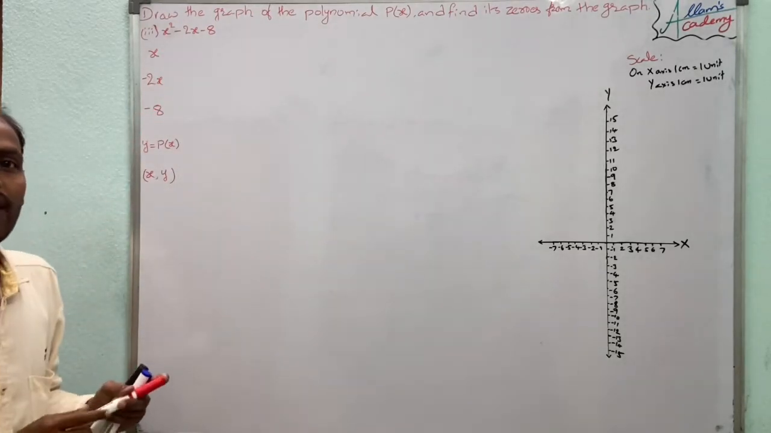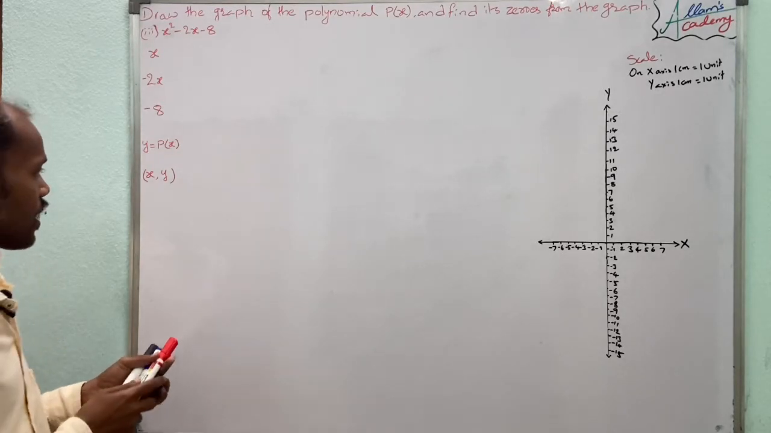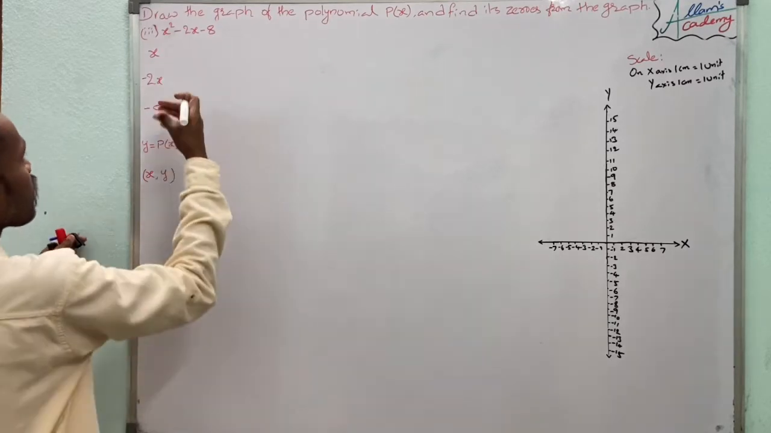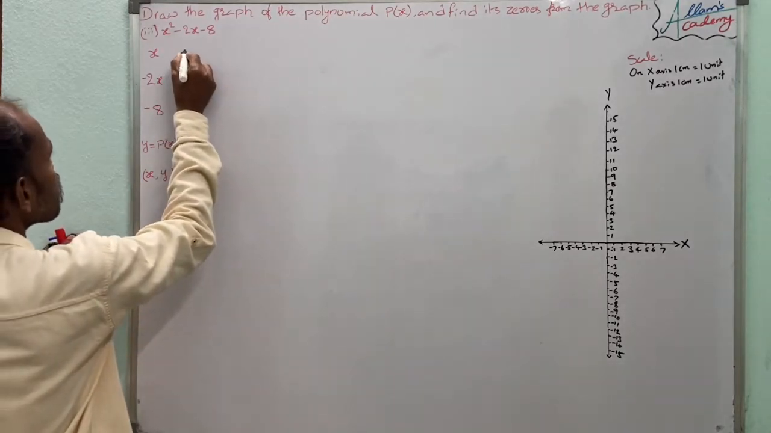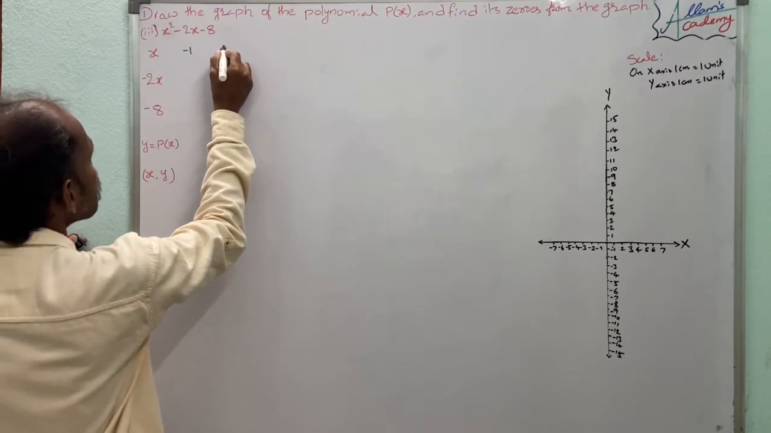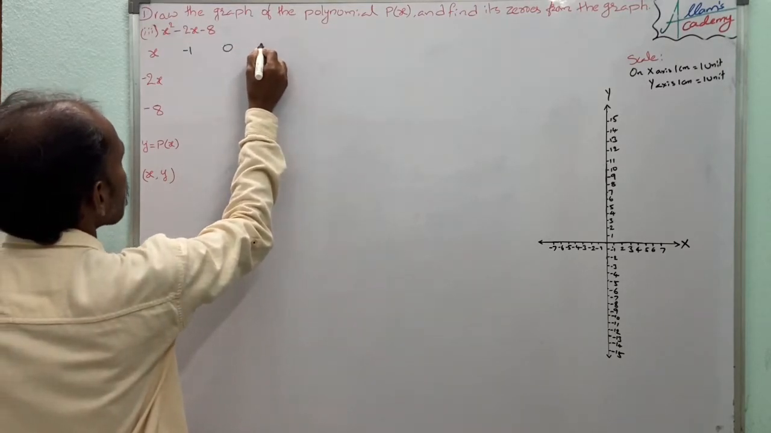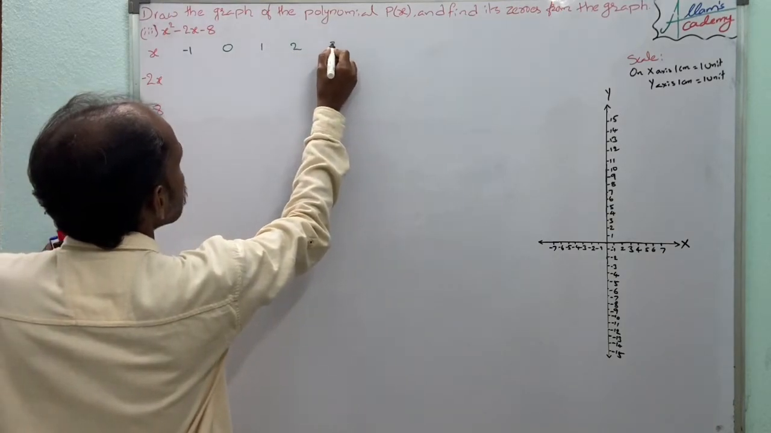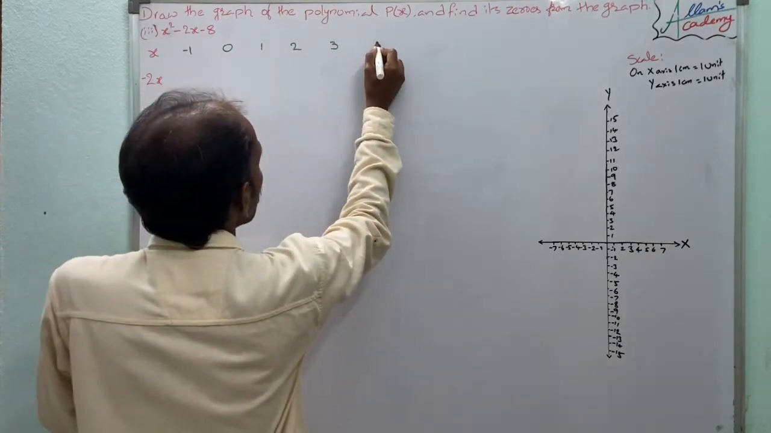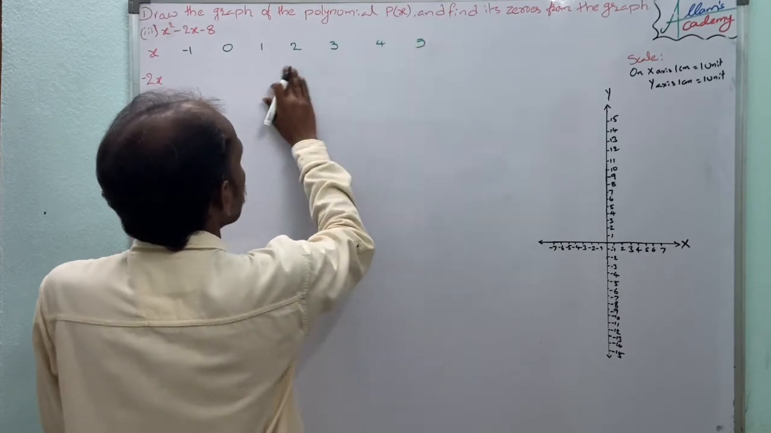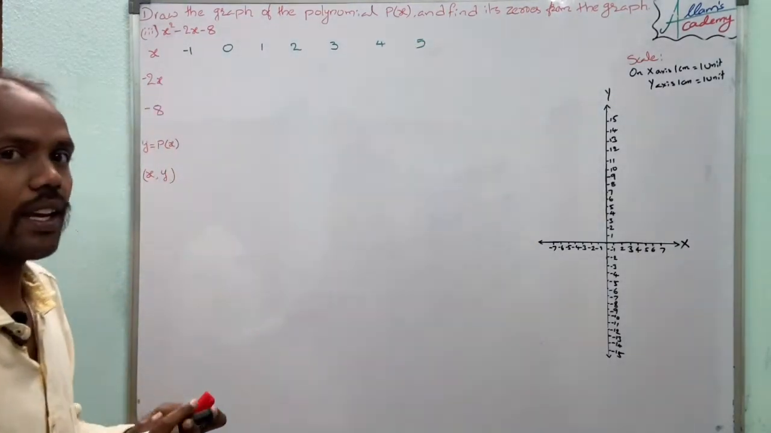So for finding this graph I am taking the points from minus 1 to 5. So minus 1, next 0, 1, 2, 3, 4 and 5. Up to here I am taking.